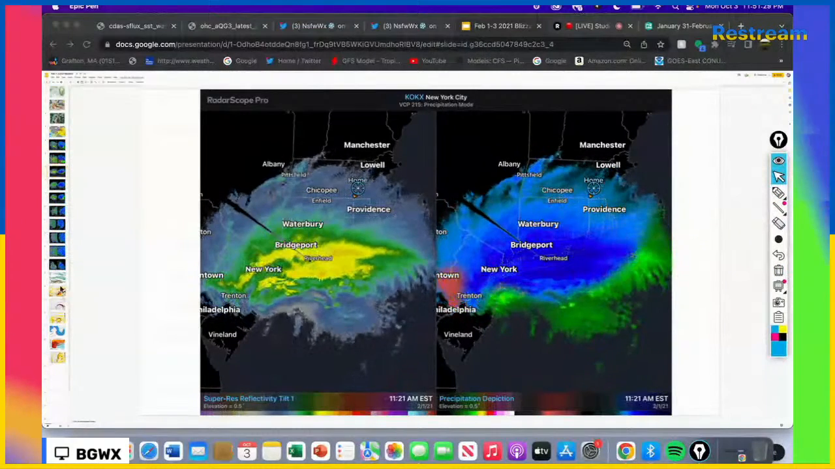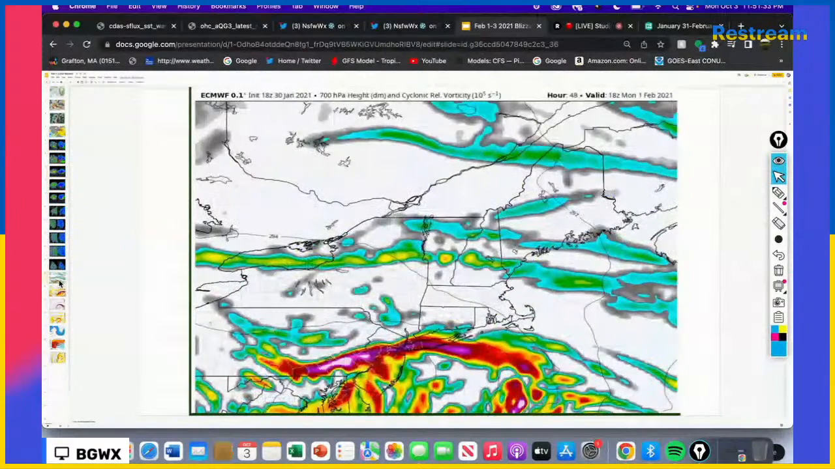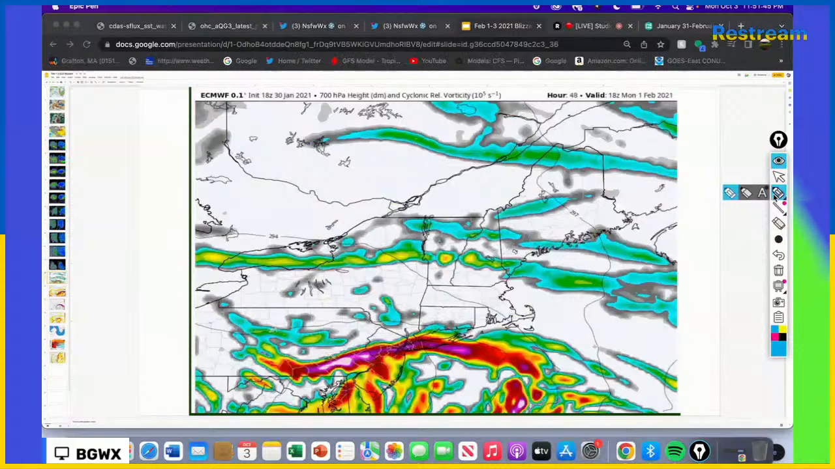And again, I showed you the 500 setup. No one else did. I showed you the 500 setup, but also we had really good 700 setup. So this is pretty close to the same time. It's a couple hours off from the radar loop I just showed you. But look how good our 700 is, what you look for on models for banding. This is really where you start to look for banding, the good mid-level dynamics.